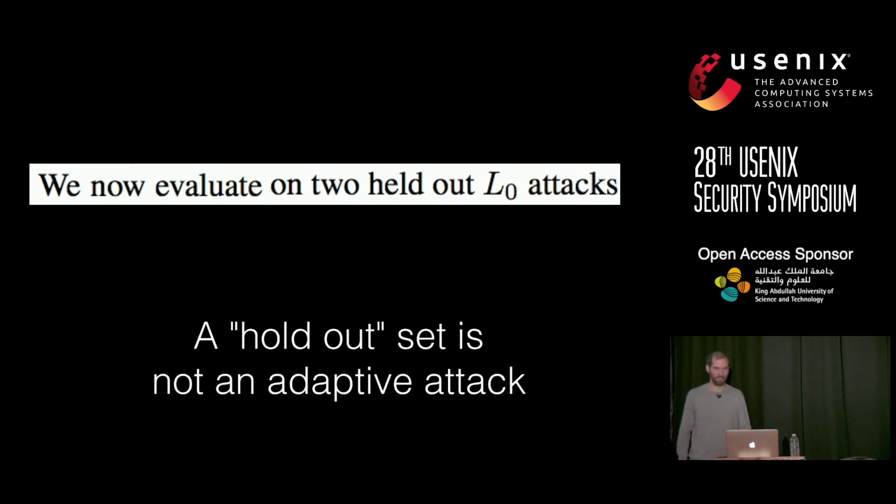OK, in machine learning, there's this thing called a held out data set. This is where you take some data and don't test on it until the very end. You can't hold out attacks. That's just a concept which doesn't exist. You need to come up with new attacks. You can't just take some attack, pretend we didn't know about it before, design our defense, and then run that attack in particular against it. That's not an adaptive attack.